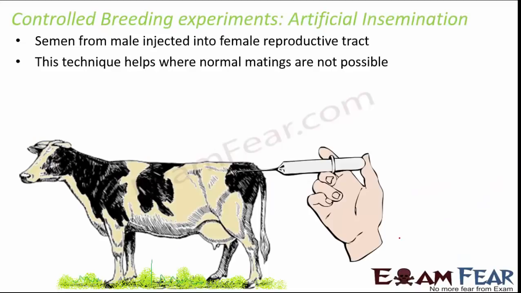Okay, now there are certain controlled breeding experiments. For example, there is something called artificial insemination. This is a technique in which semen from the male is injected into the female reproductive tract. From any superior male, the semen is taken and injected into the female's reproductive tract. This technique helps where normal matings are not possible. Let's say it is not possible to mate the male with the female, what we do is just take the semen from the male and inject it into the female.